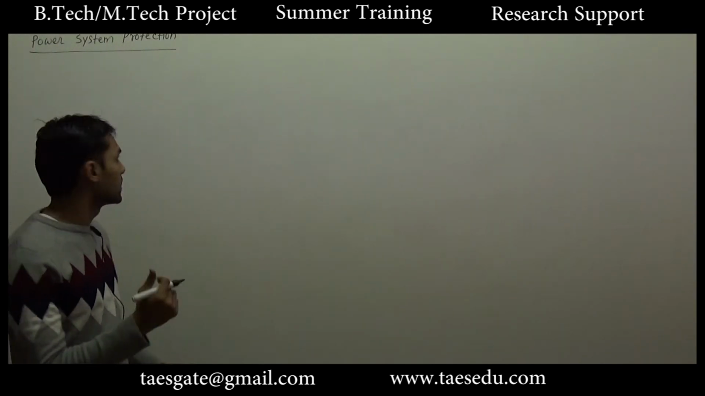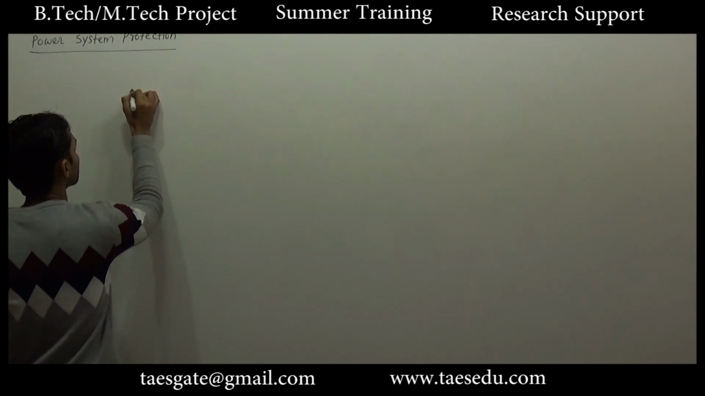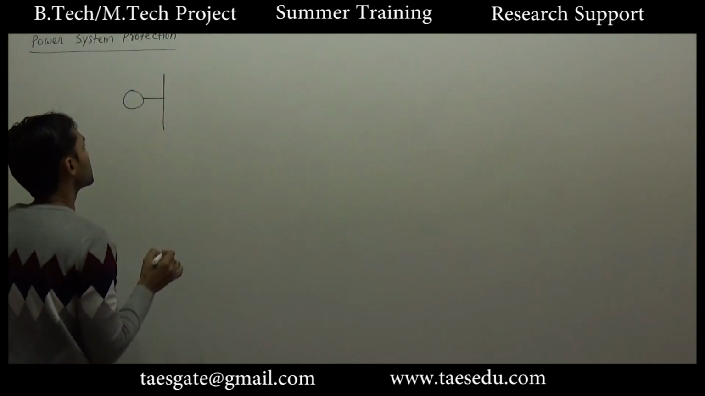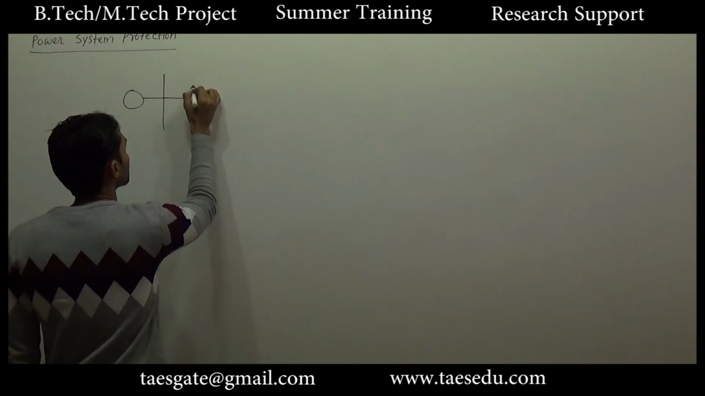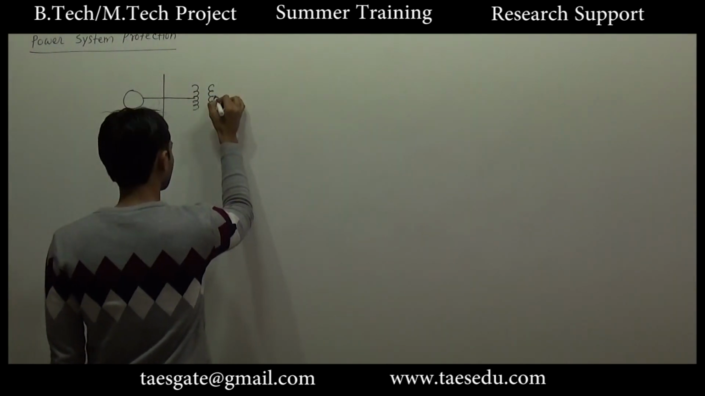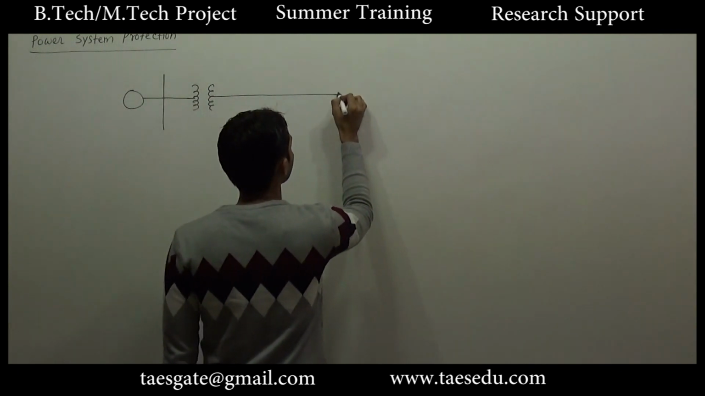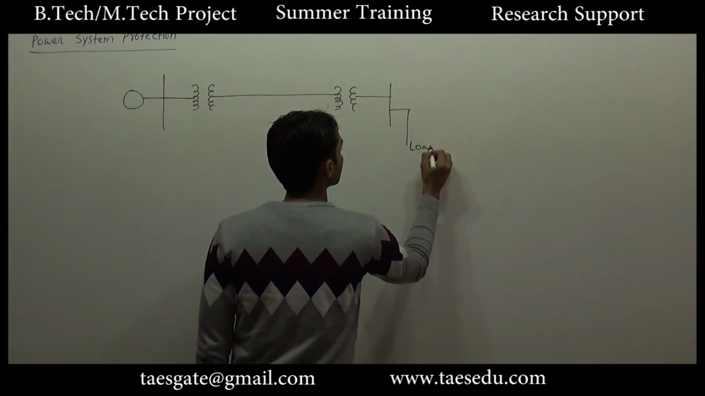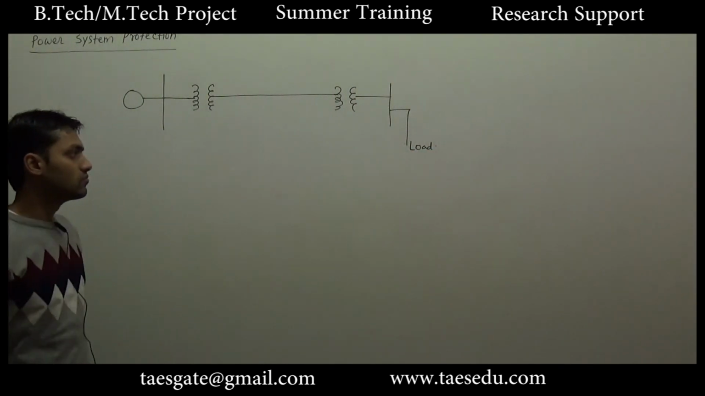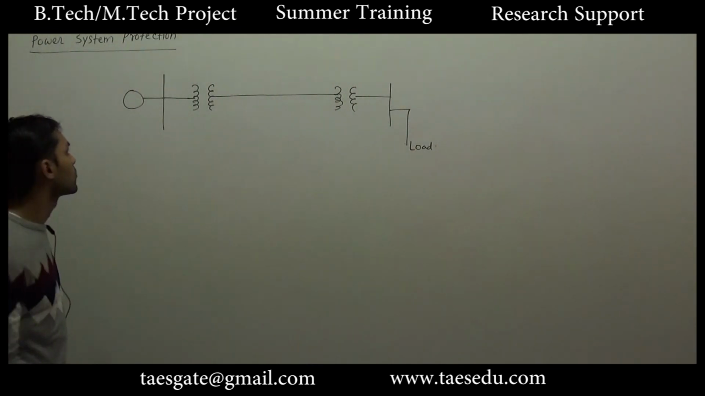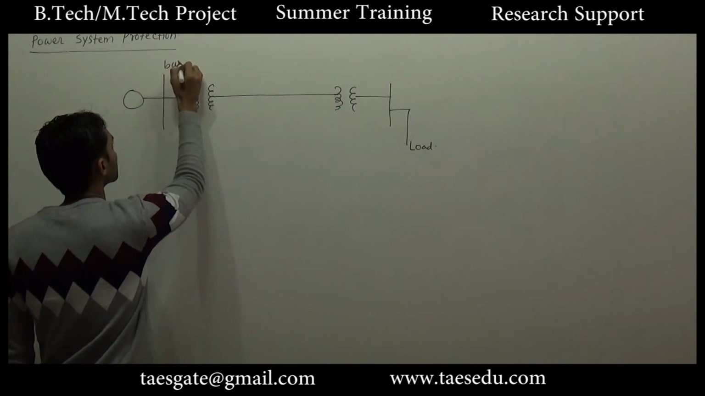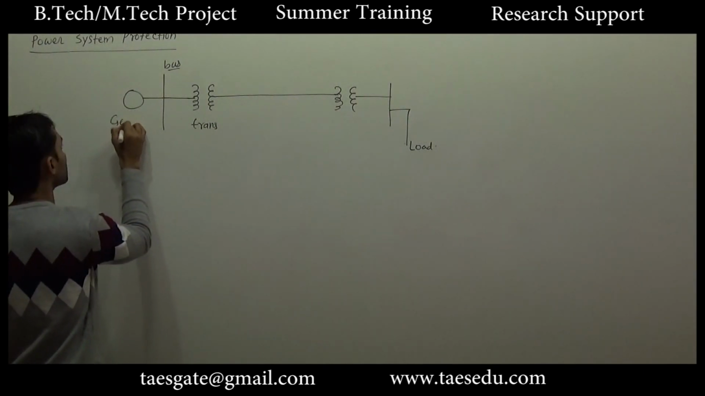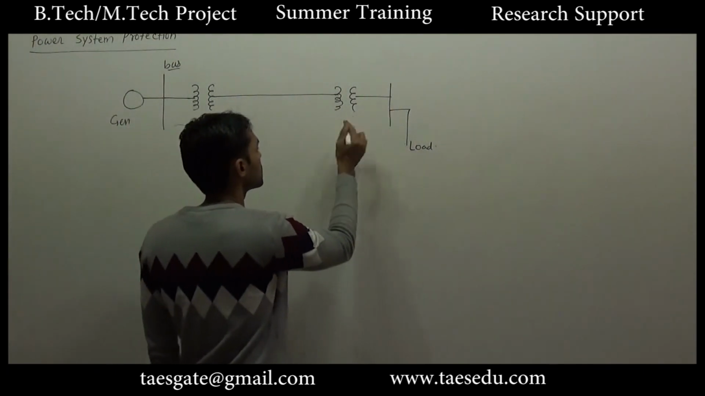Let me draw the single line diagram of a simple power system. Let's say here we have a generator, this is the bus, here we will have a step up transformer, transmission line, then a step down transformer, and here we will have the load. We have to provide protection for the bus, transformer, generator, this load bus, and this transformer again.